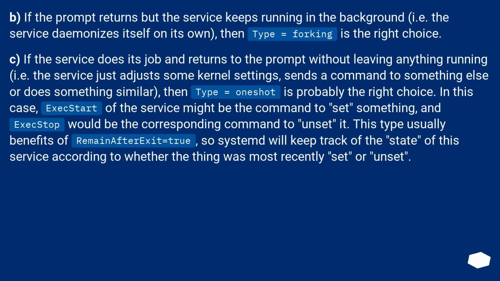In this case, ExecStart= of the service might be the command to set something, and ExecStop= would be the corresponding command to unset it. This type usually benefits from RemainAfterExit=true, so systemd will keep track of the state of this service according to whether the thing was most recently set or unset.